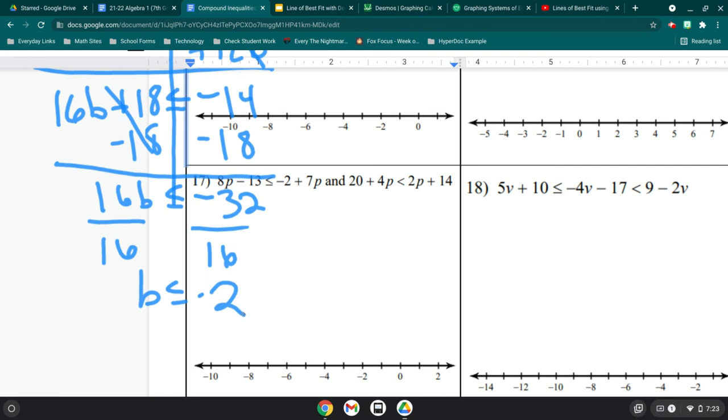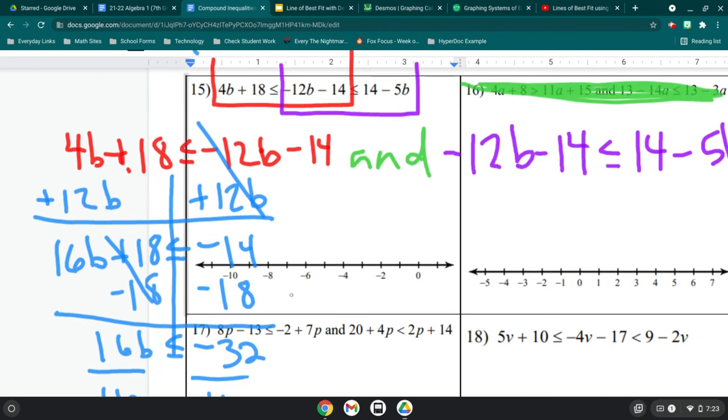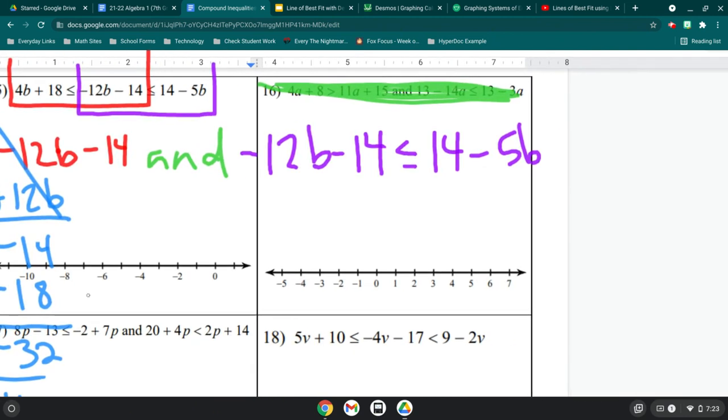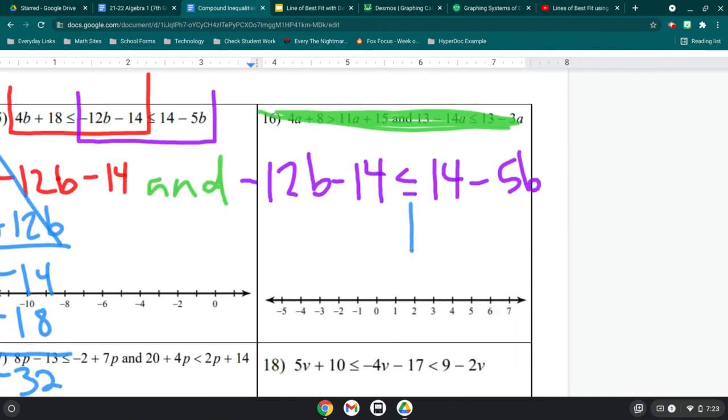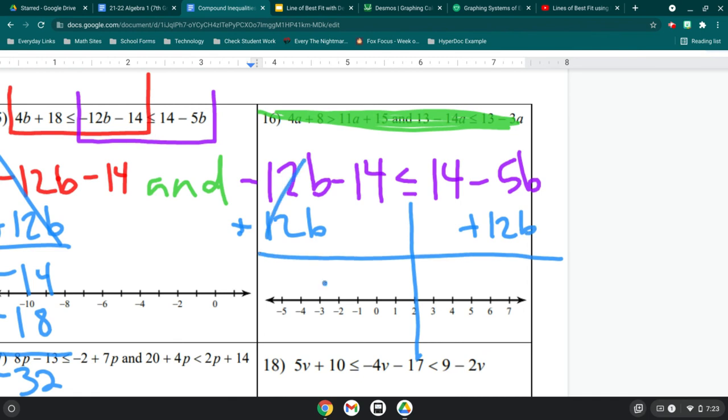But remember, this is a compound inequality. We've only solved one of the conditions of our "and" statement. So let's move on over and look at the other one. So I'm going to add 12b to both sides this time just to get that positive coefficient. If you wanted to add 5b, you wouldn't be wrong. So now we have negative 14 is less than or equal to 14 plus 7b, just using integer rules.